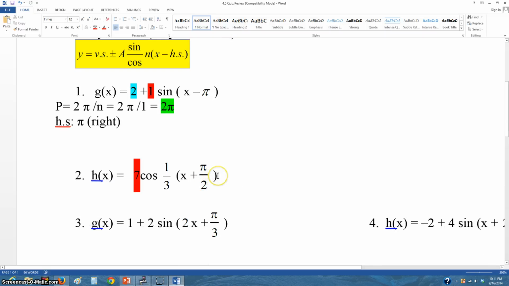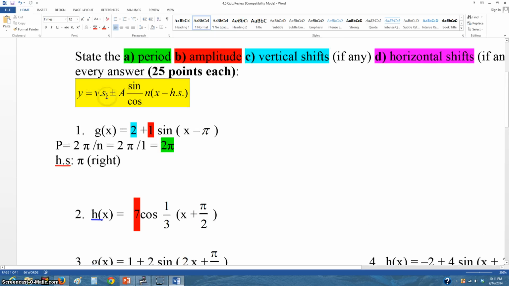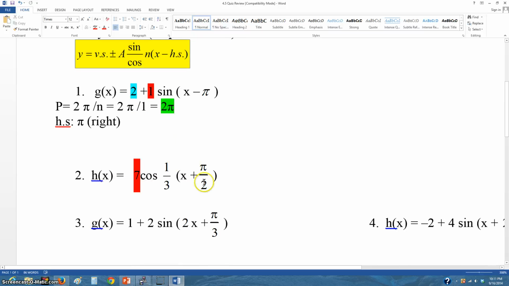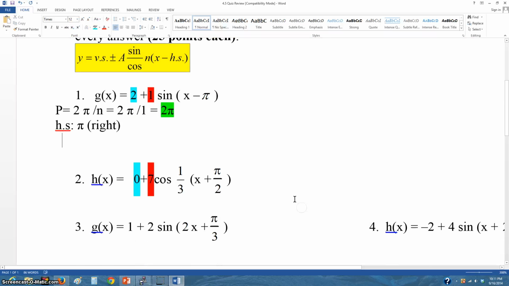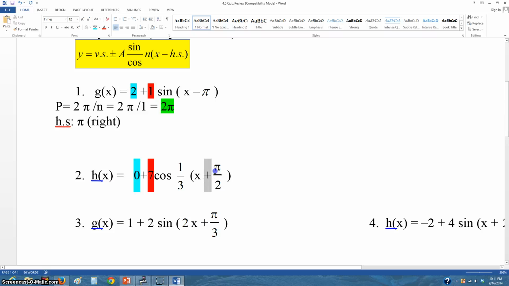Next, let's do vertical shift. Vertical shift is anything that's separated from all of this other junk. Is there a vertical shift in this case? There is no vertical shift, but if you want to, just to feel safe, you could always say 0 plus. And that would be your vertical shift, and that is in turquoise. Then you could also go ahead and do your horizontal shift.